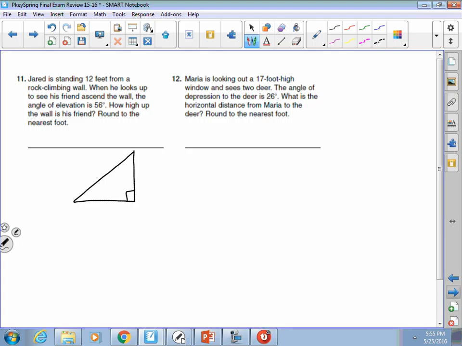Jared is standing 12 feet from a rock climbing wall. When he looks up to see his friends ascending on the wall, the angle of elevation is 56. So he's looking up, so this is 56. He's 12 feet away, so that's at the bottom. How high up the wall is it? So there he goes. So then try to do that one. And try to do 12.